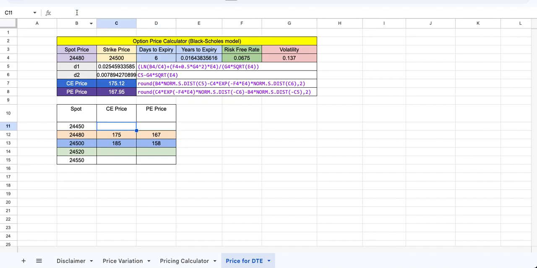And similarly, if we go for 24,450, then it becomes 162 and 183. Right? So if we do that exercise, you see that for that given strike, if the spot price is gradually decreasing, like 500 to 480 to 450, the CE price is also decreasing, but the PE price is increasing. So this way you can play with other values also, and see for yourself.